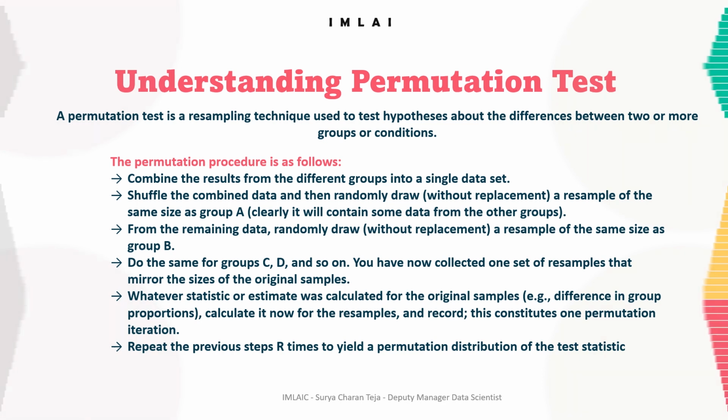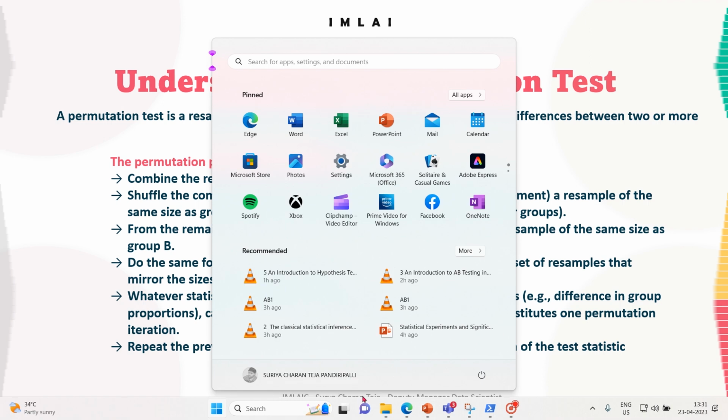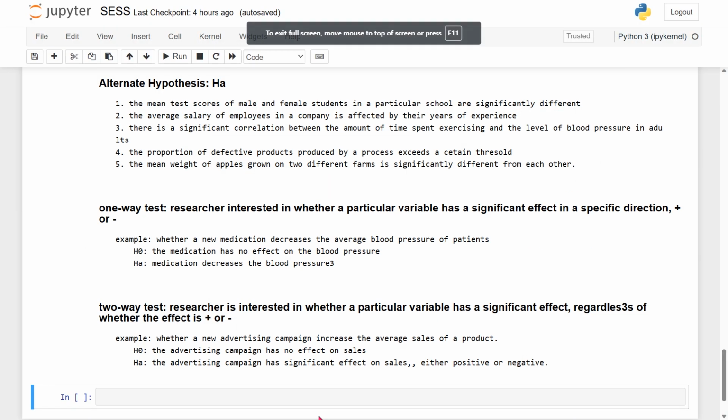So that is the procedure to do the permutation test. Now let's look into one example for the permutation test.